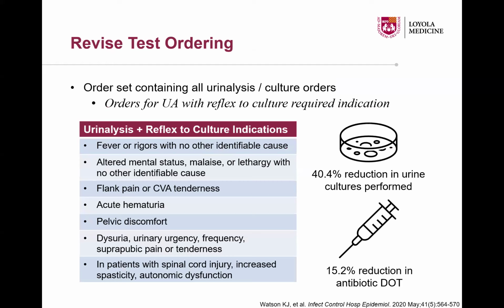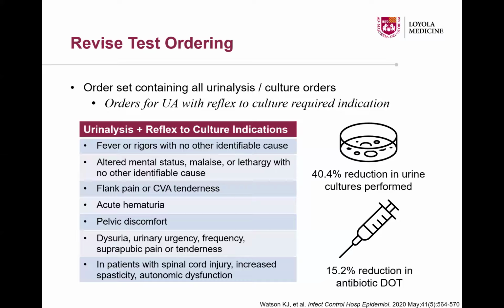So revised test ordering. This is one example of published data, coming out of a health system in Texas. And so they revised their order panel for UA and urine cultures. So all of it is in one essential catalog of what do you want and why. And if you want a UA with a reflex to urine culture, which is another part of this intervention, they've made that reflexive aspect to it. But if you want that, it requires a specific indication. And so the indications that they use are listed there.